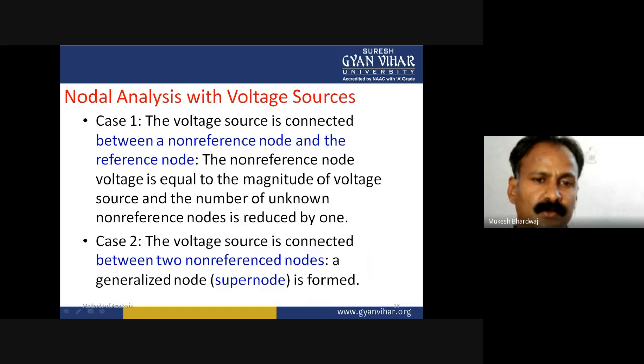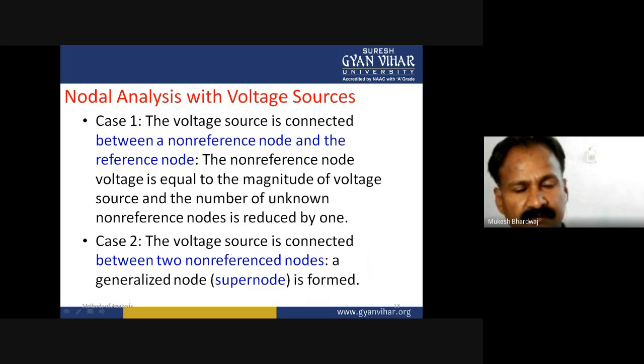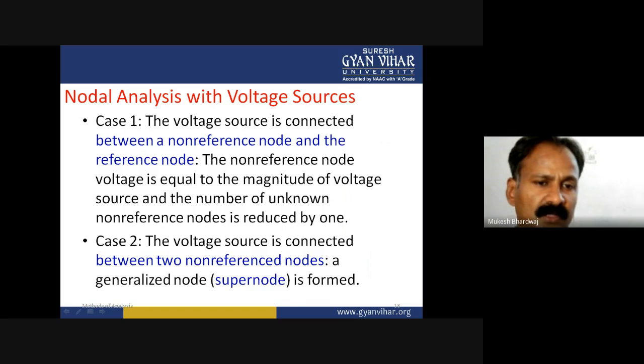Case first, the voltage source is connected between a non-reference node and the reference node. So, this is case number one. The non-reference node voltage is equal to the magnitude of the voltage source, and the number of unknown non-reference nodes is reduced by 1. Case 2, the voltage source is connected between two non-reference nodes. A generalized node, a super node, is formed.